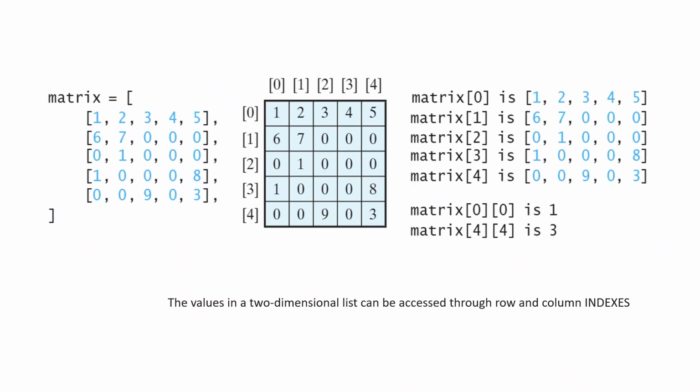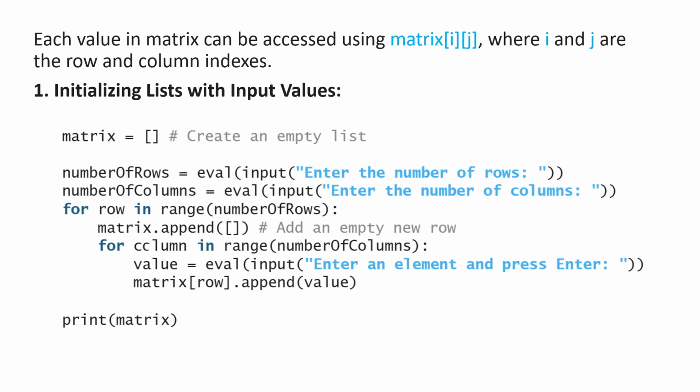So the matrix consists of elements arranged in rows and columns. Each and every element in the list is accessed based on its row index and column index. So matrix[0][0] is first, and the element present at this index is 1. Matrix[4][4], that is, the row index is 4 and the column index is 4, consists of the element 3. This is an example of a two-dimensional list which can be accessed with the help of the row index and column index. Each value in the matrix can be accessed using matrix[i][j], where i and j are the row and column indexes.